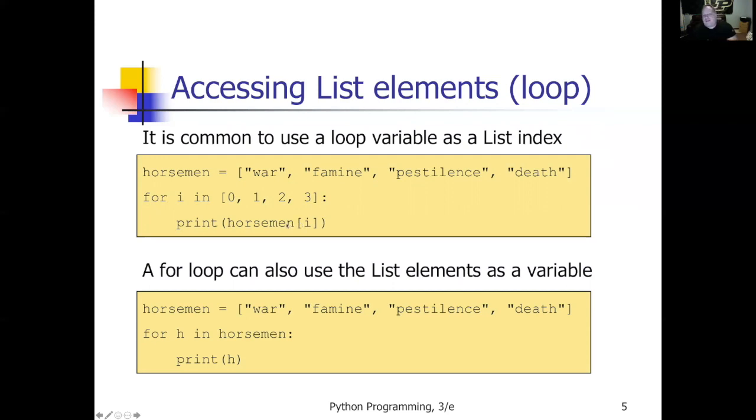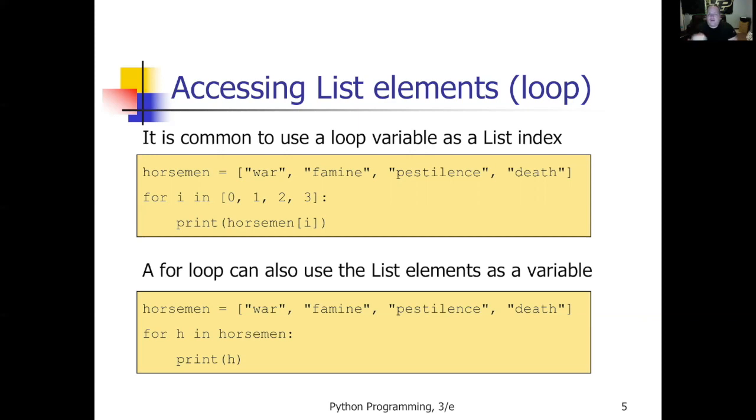We can also use the list elements themselves. So I could say horseman equals war, famine, pestilence, and death, for h in horseman. That's this, horseman is this whole list. Each time the loop repeats, one of these strings will be substituted for h. So these two sets of code produce the identical output. And in fact, the exactly identical output, with a little bit less memory usage, because I don't have the extra variable i, and I don't have that extra list 0, 1, 2, 3 to look through.